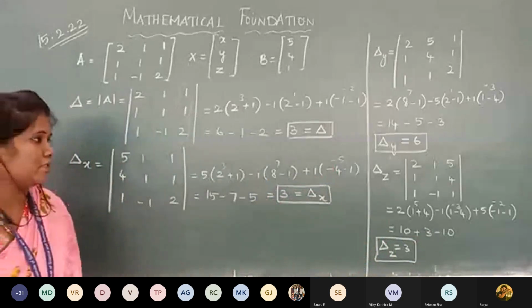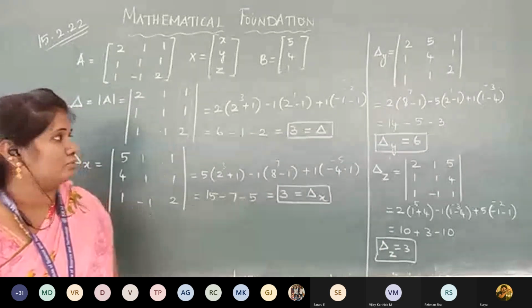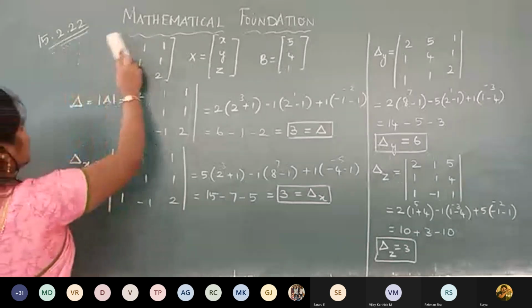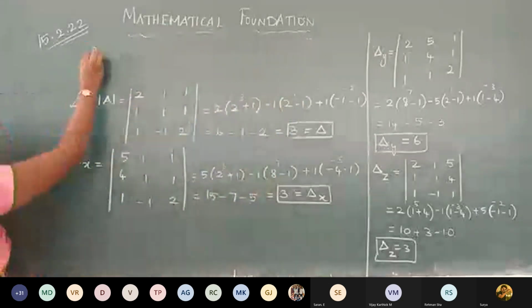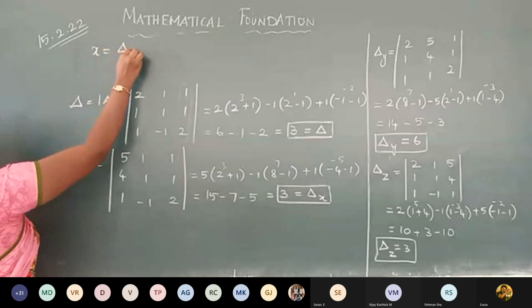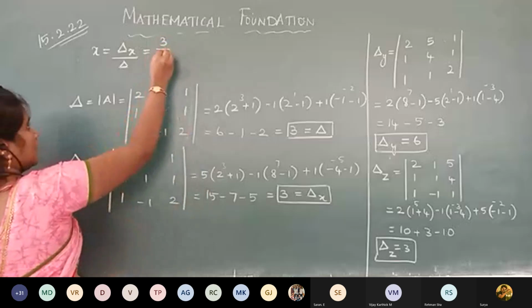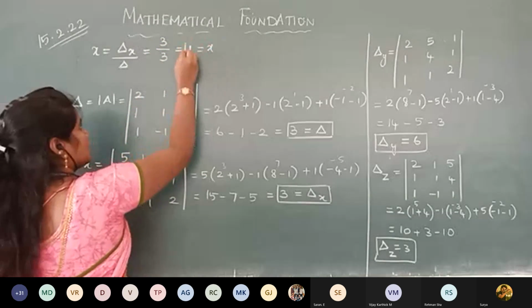So we have found out your delta x, delta y, and delta z. Now you have to find out your x, y, z value. So your x formula is delta x by delta. Your delta x is 3, by 3, your delta is also 3, which is 1. So your x is equal to 1.